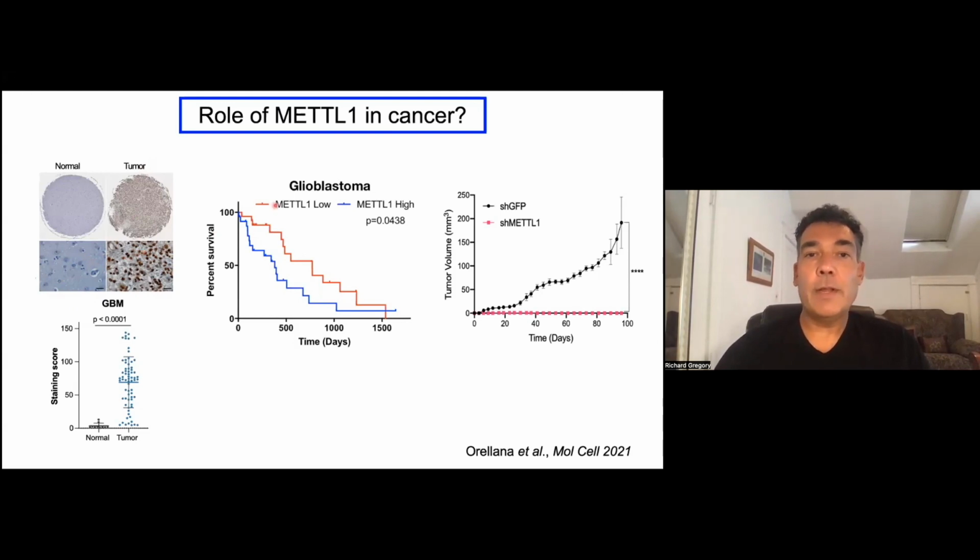You can appreciate that in the normal brain, METTL1 is barely detectable, but is dramatically upregulated in glioblastomas. This elevated METTL1 expression correlates very well with poor patient survival. And indeed, if we knock down METTL1 in a variety of different cancer cell lines, but just shown here is a human glioblastoma cell, and then put these cells into mouse xenograft experiments, you can see that knocking down METTL1 dramatically suppresses tumor growth. This suggests that METTL1 is important in the context of cancer, and raises the possibility that METTL1 itself could be oncogenic and can enable oncogenic transformation.